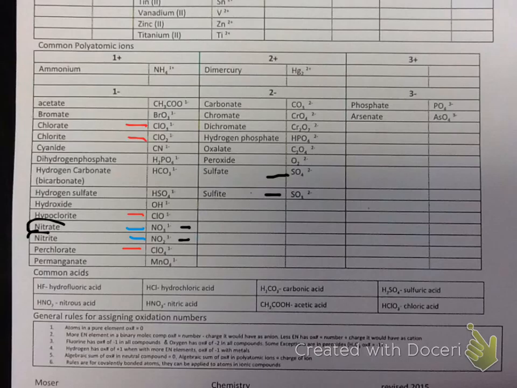For sulfate, sulfite, SO4 2- is sulfate. That's more common. It's got the ATE ending. One less oxygen, SO3 2-, it's the sulfite.